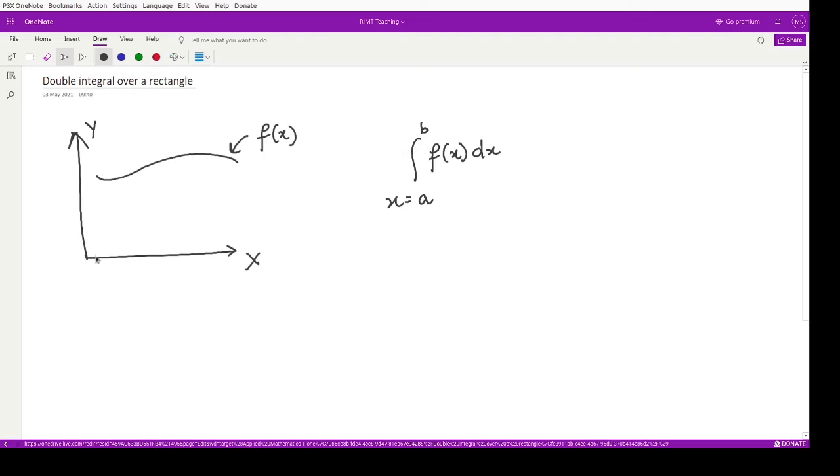So that means from the value x is equal to a to the value x is equal to b, we are to calculate the area under this particular curve. So how can we do that? What we have to do is calculate the area of this particular region. So what we can do, we can divide this particular integral into smaller rectangles.